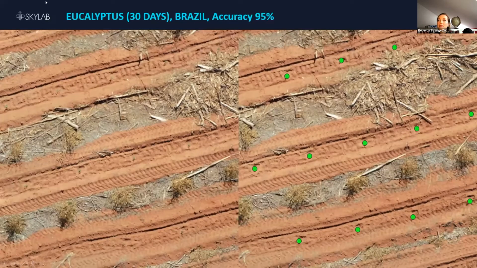This is the same kind of conditions, but the seedlings are only 30 days old. That's a eucalyptus in Brazil, so they're really tiny. But because the conditions are so nice and the rows are so straight, we still got about 95% accuracy in that case as well. But unfortunately, not all stands look like that.